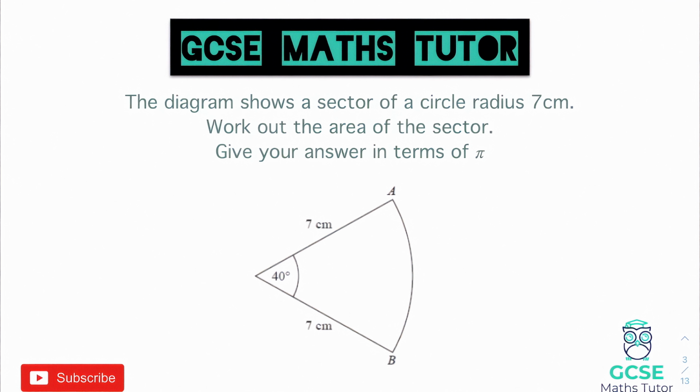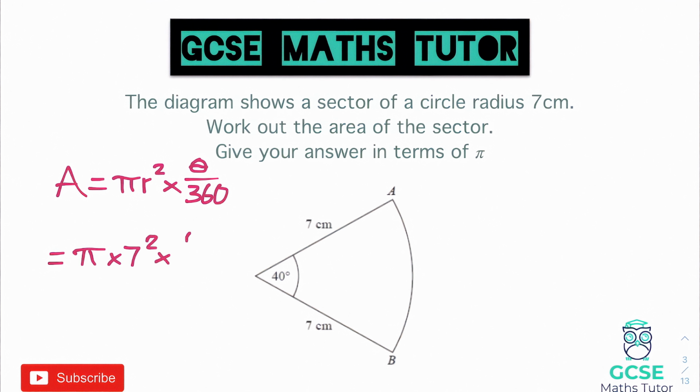So to start with, we need to know our area formula. So the area of a circle is pi r squared. When we are looking at a sector, we also multiply it by the fraction that we're looking at, which I'll call theta over 360. So in this case, the angle is 40 degrees and the radius is 7. So if we plug that into our formula there, we have pi multiplied by 7 squared multiplied by 40 over 360.